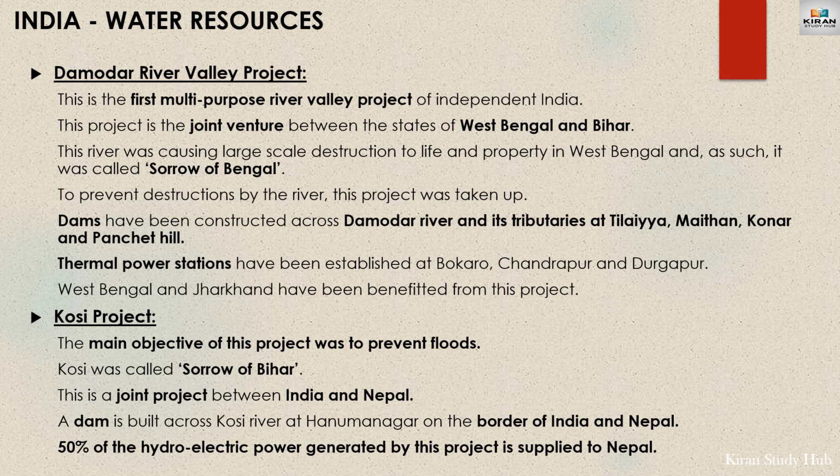The second project is the Kosi project. River Kosi was called the Sorrow of Bihar because it caused frequent floods and destruction in Bihar. Hence, in order to overcome the floods and destruction of property and life, the Kosi dam was built as a joint venture of two governments, the Indian government and the Nepal government. The dam has been built across the Kosi River at Hanumanagar on the border of India and Nepal. Today, 50% of the hydroelectric power generated by this project goes to Nepal, and the remaining 50% comes to India.